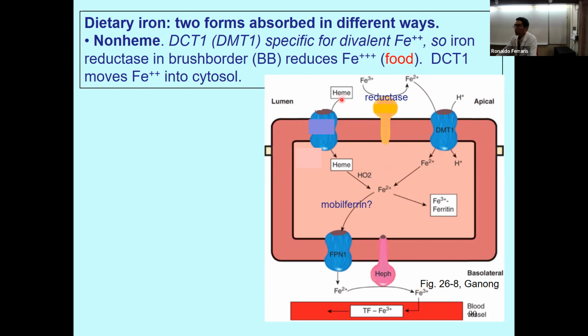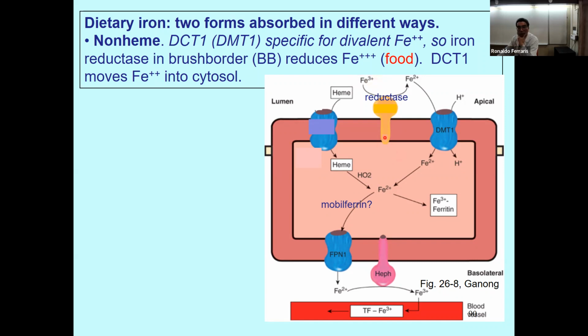There's two kinds of iron. Elemental iron, found as non-heme iron in your diet and in your tablets. And they normally occur in trivalent form. So that's your iron here in trivalent form.